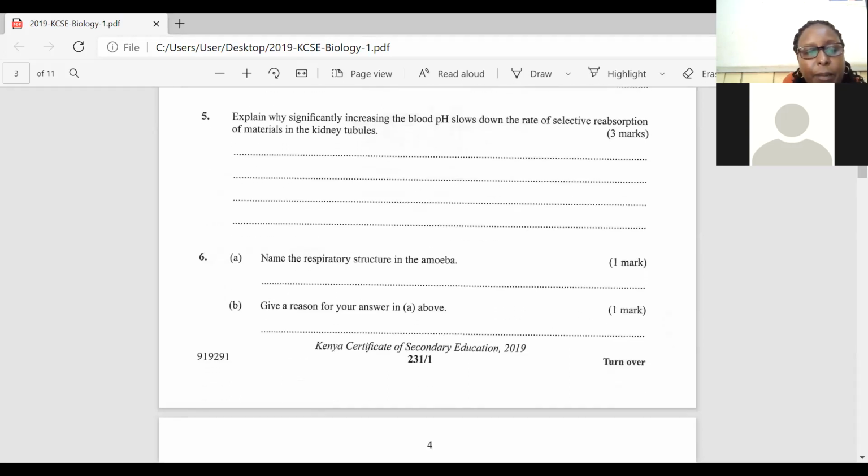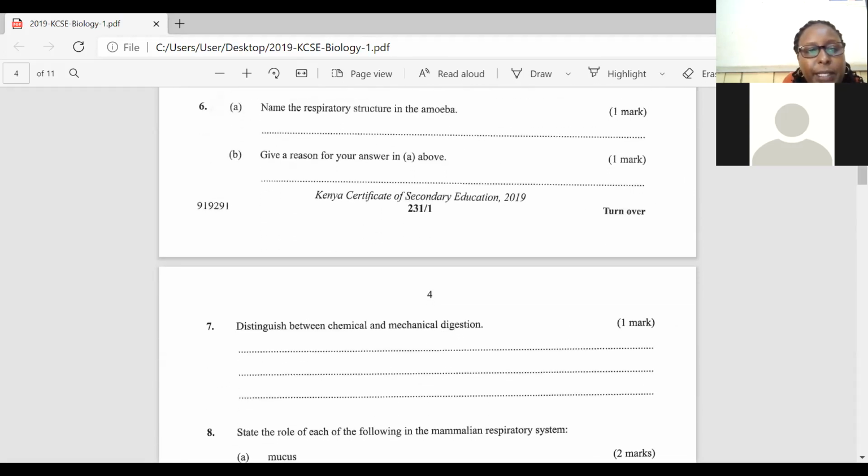Then we have question 6: name the respiratory structure in the amoeba. That is also Form 2 work, in gaseous exchange. Then part B: give a reason for your answer in A above. Students, this is what we call a tied question, where part B is tied to part A. The answer you give in B depends on what you have written in A.